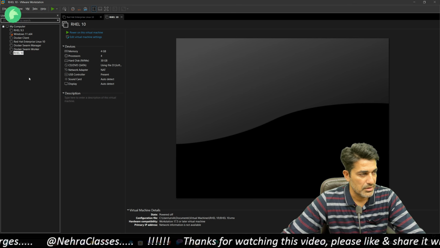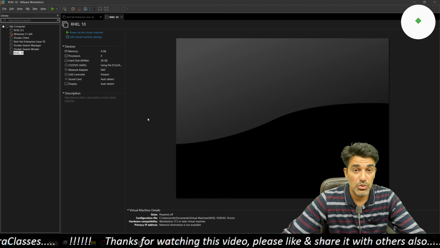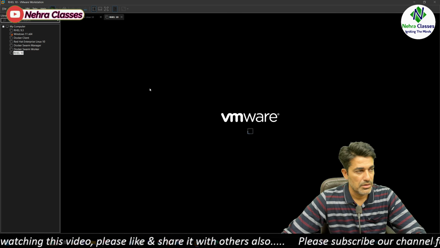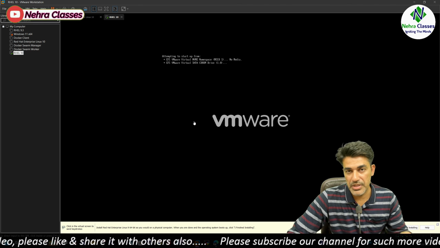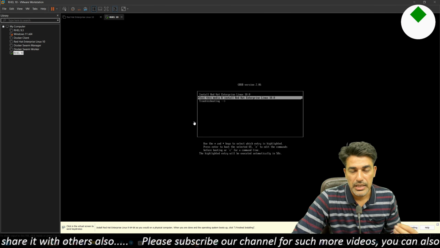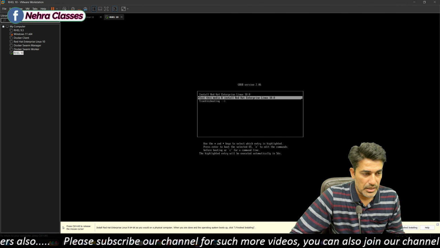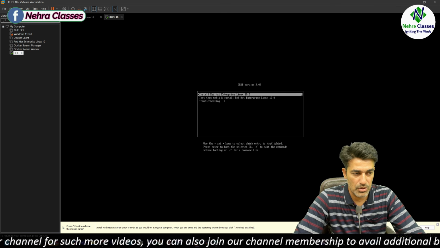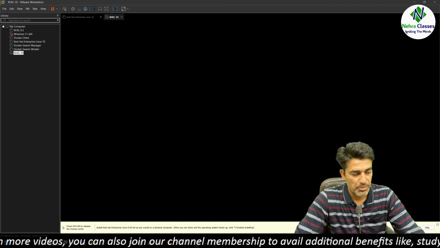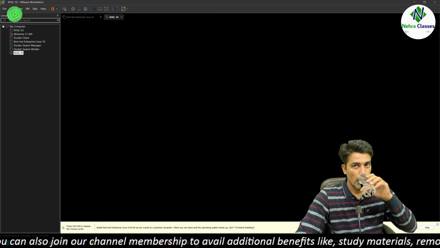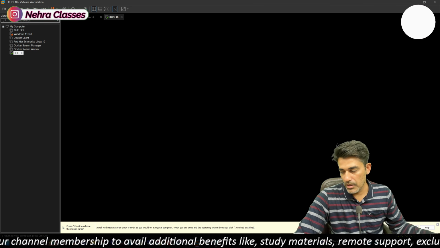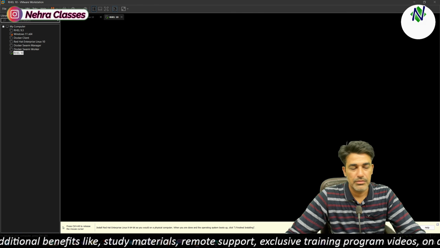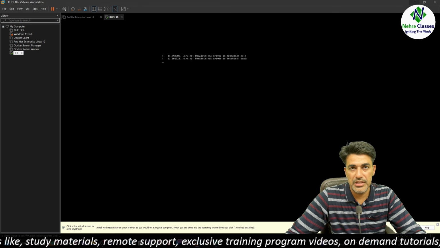So our machine is ready. But we need to install the operating system first. So we need to power on this machine. This machine will boot up with the help of the ISO image, which we downloaded from the internet. Click here in this window. Select the first option with the help of the arrow keys. Install the RHEL 10. Press Enter. It will take a few minutes. You need to wait here.